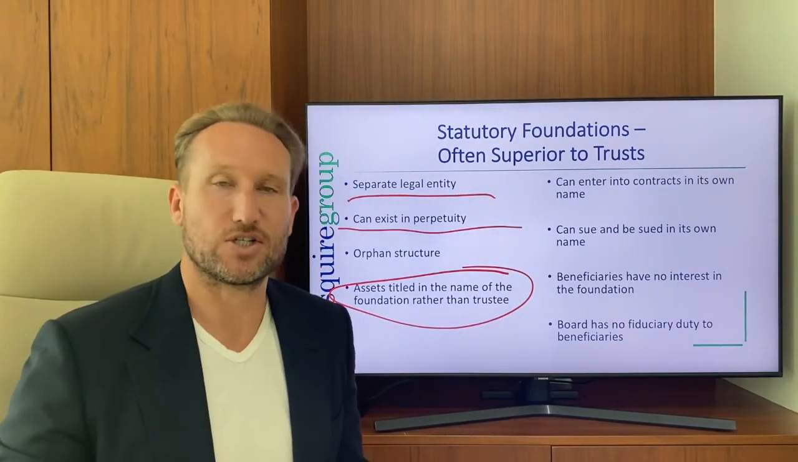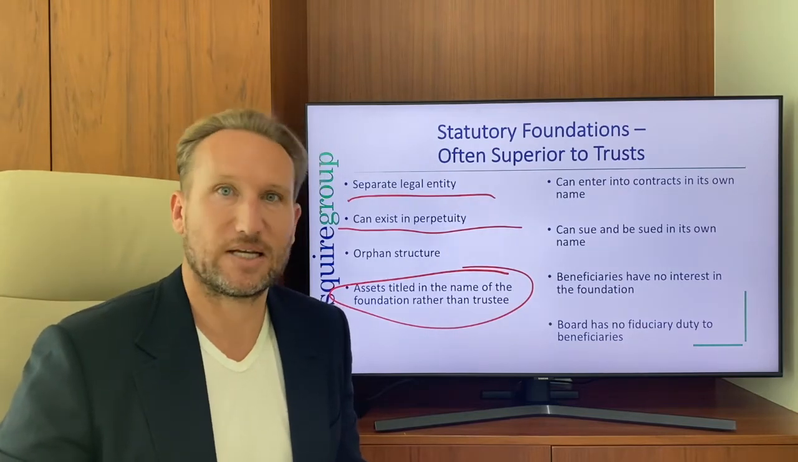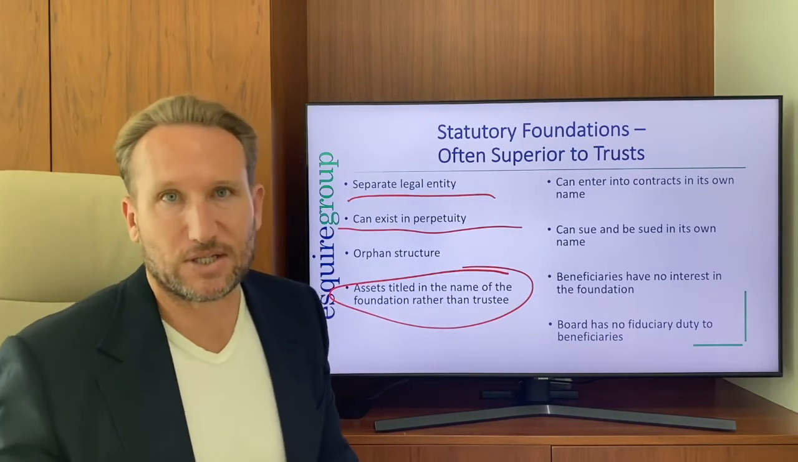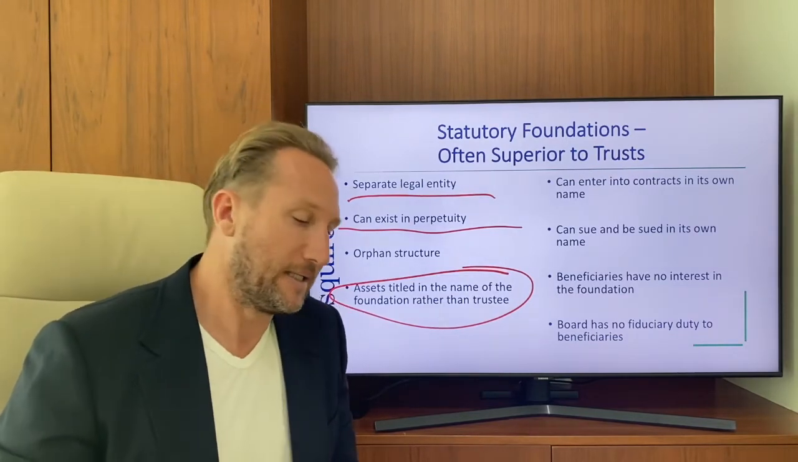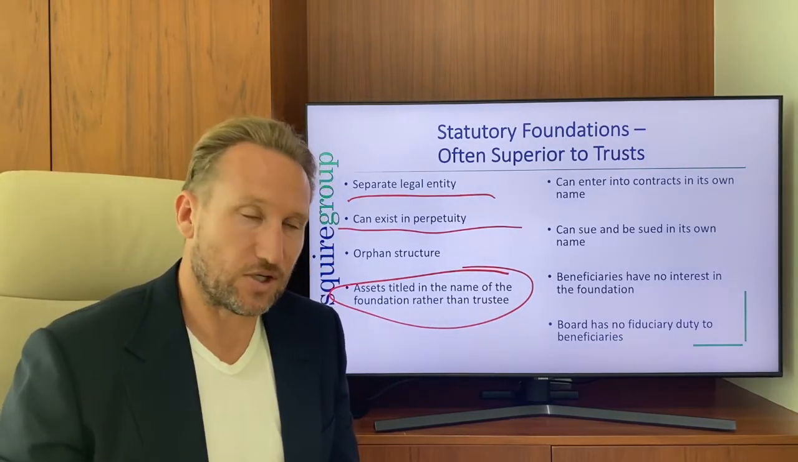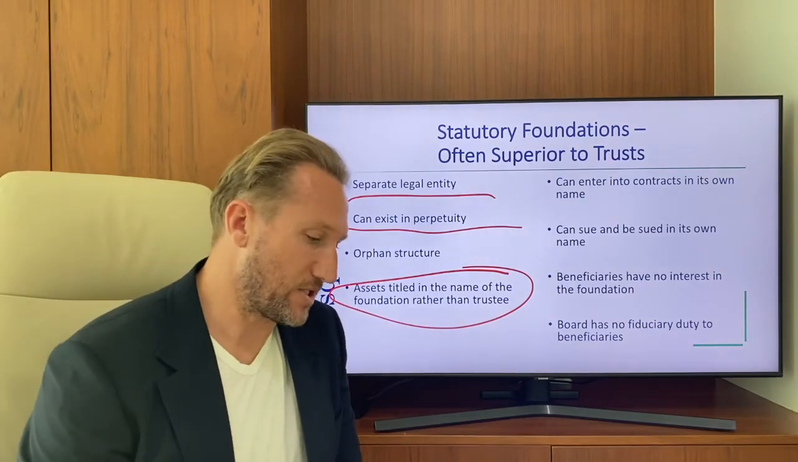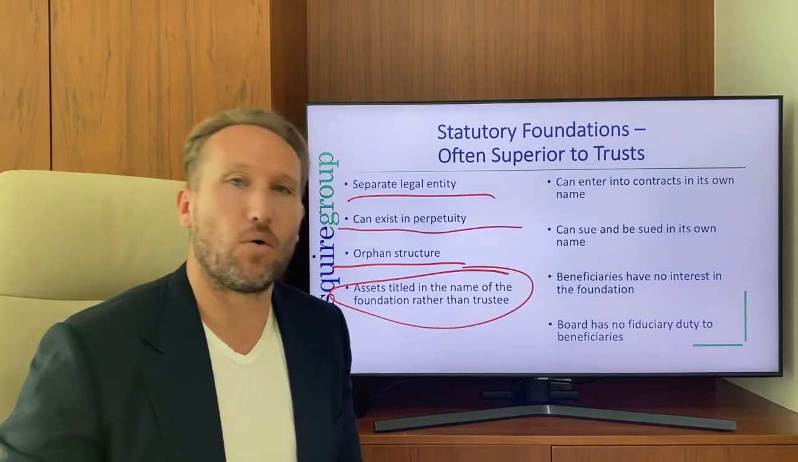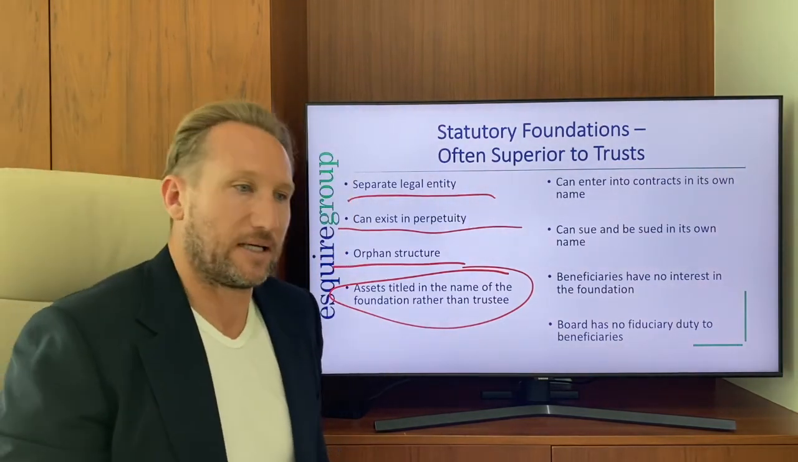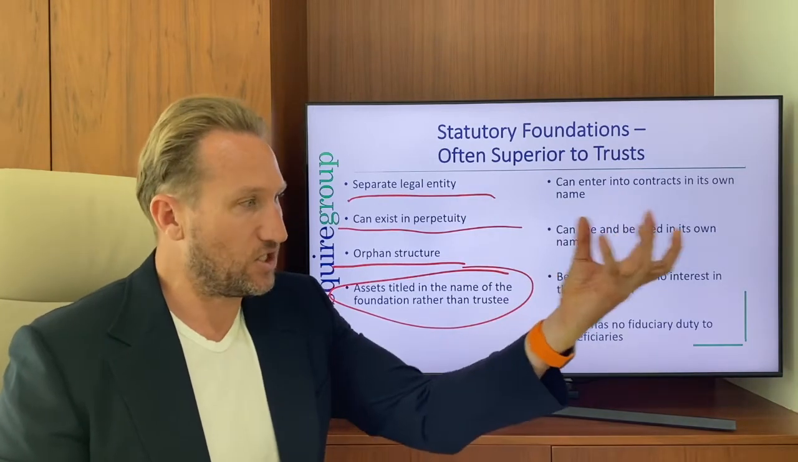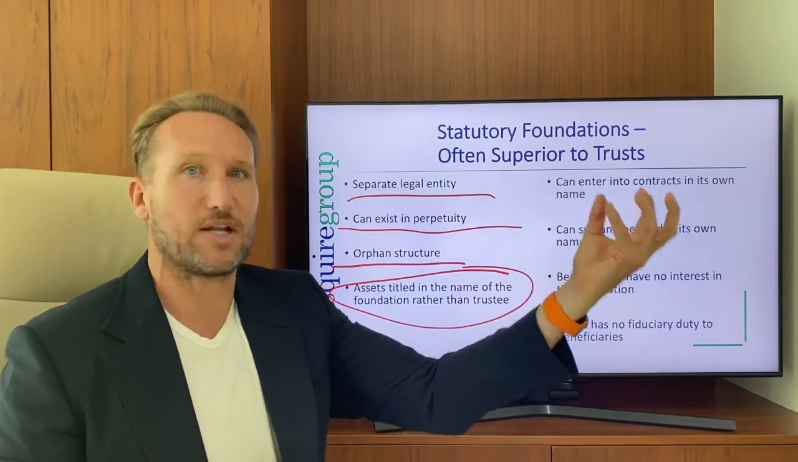A lot of jurisdictions put limits on how long trusts can exist. Now some of them are basically in perpetuity, right? 1,000 years. But some jurisdictions are shorter. It is nice to know that you can have it exist in perpetuity. It's also an orphan structure, right? So nobody owns a foundation. It just exists on its own without owners.